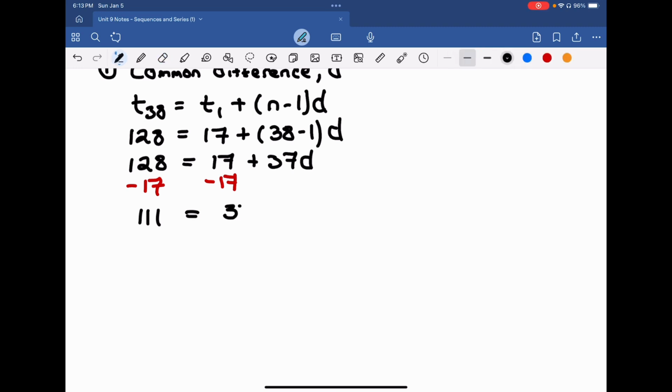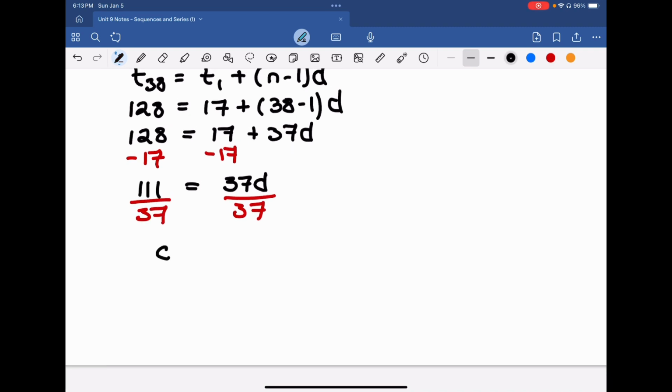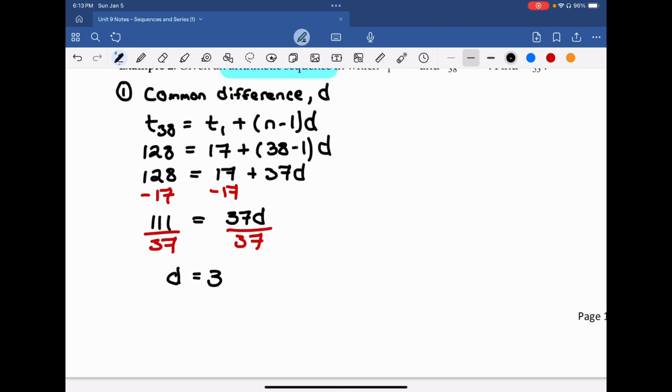And just like we've done in previous grades, when we want to isolate for a variable, we simply divide both sides by whatever's multiplied to it. So this is going to give me that we have a common difference of 3. All the terms are added 3 to get to the next one. So if I want to go from 1 to 2, 2 to 3, I just add 3 for every new step I make along the way.